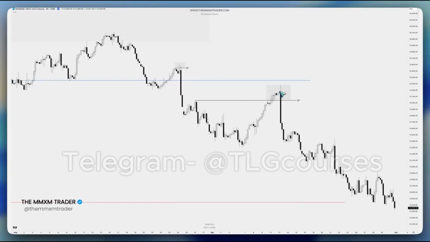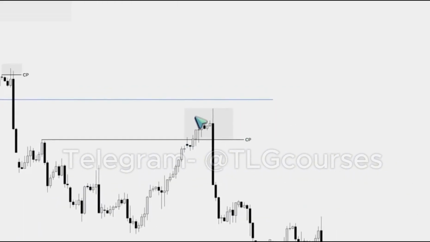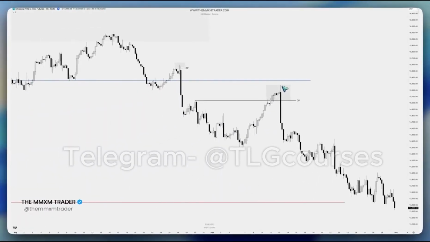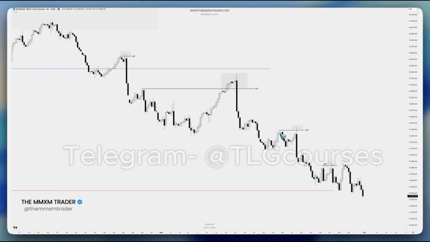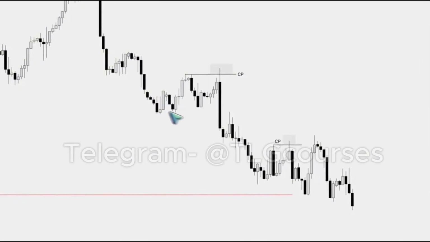Market trades up, continuation purge, accumulates the stops above the 4-hour high. This is the sequence. 4-hour dealing range, a range within a dealing range. Remember that from the ranges lesson.